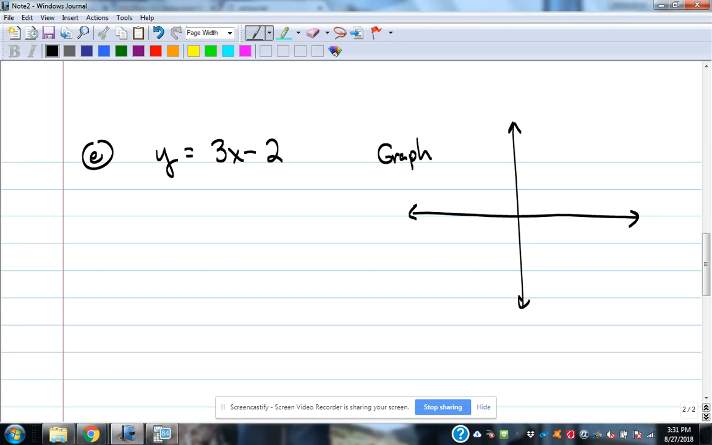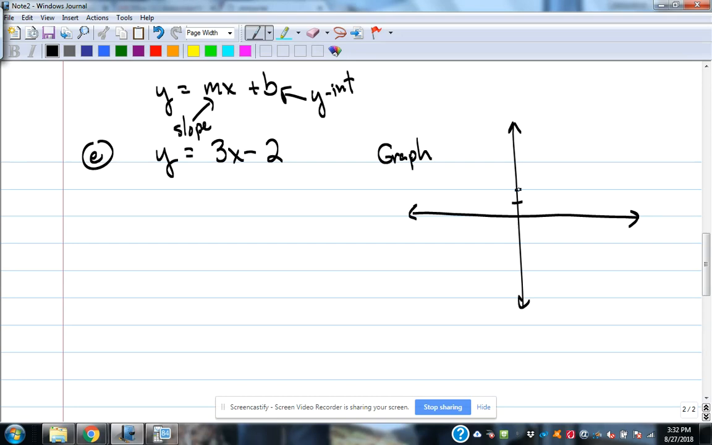So if we're going to graph that by hand, we've got to remember something about this type of equation. Anybody remember ever seeing that y equals mx plus b before? That's pretty familiar. The b is the y-intercept. That m is the slope of the line. So this equation is already in that form, so it's easy to graph.